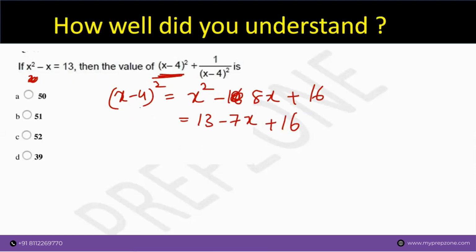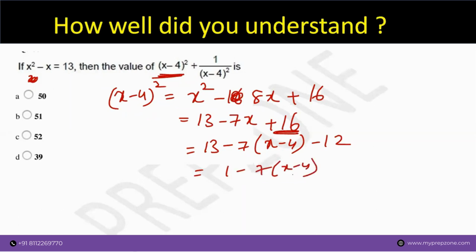But I know I need to generate x minus 4 terms. So I'll try to take common and forcefully generate the x minus 4 term here. If there is x minus 4, it basically means I've done plus 28, but actually it should have been plus 16. So I've done plus 12 extra. So I'll do a minus 12, right? So this is nothing but 1 minus 7 into x minus 4.